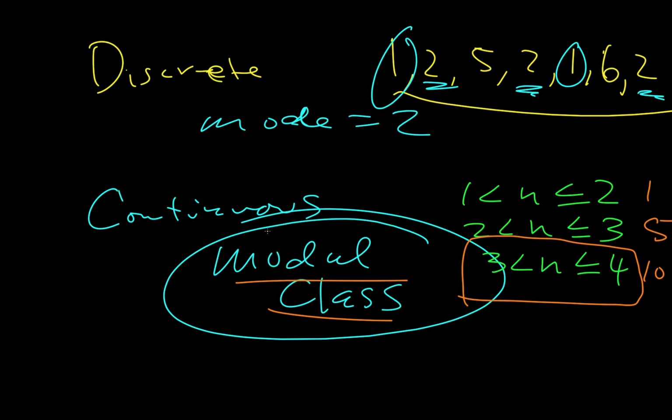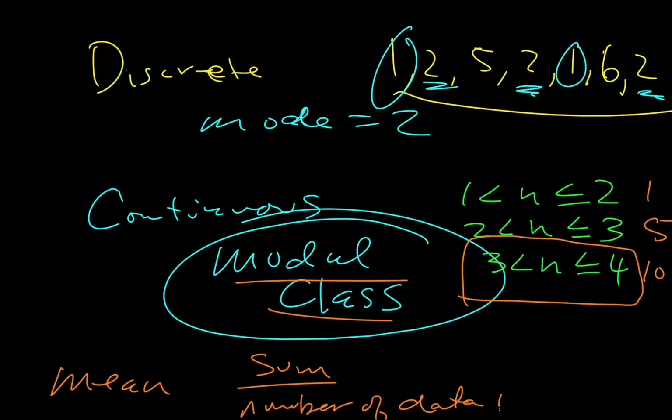Okay? The mean is just the average. So we just sum all the data and then divide by the number of data points. I'm sure you've done that in another class.